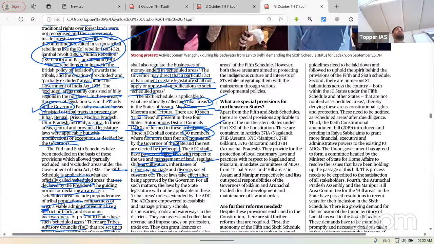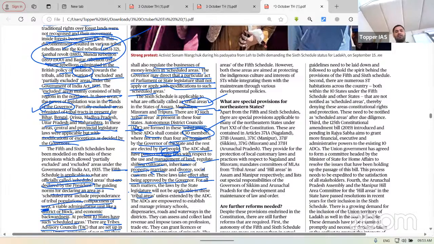These laws take effect, but all these laws should be approved by the Governor. The laws made by Autonomous District Councils should be approved by the Governor. These laws take effect after being approved by the Governor for all such matters. The laws by the state legislature will not be applicable in these tribal areas. See, this is an extreme statement. If they give a statement like this in the exam, you will feel like it's wrong. What is the statement? For all such matters means laws related to land, marriage, divorce, inheritance of property, shifting cultivation, and such matters, the state government does not have the power to make laws applicable in these areas. Related to these subjects, only those advisory councils, Autonomous District Councils have power to make laws.